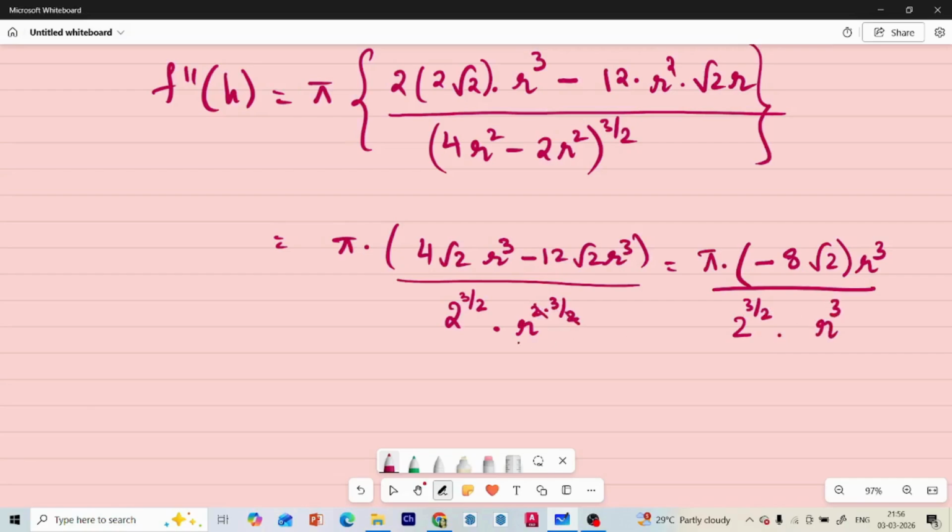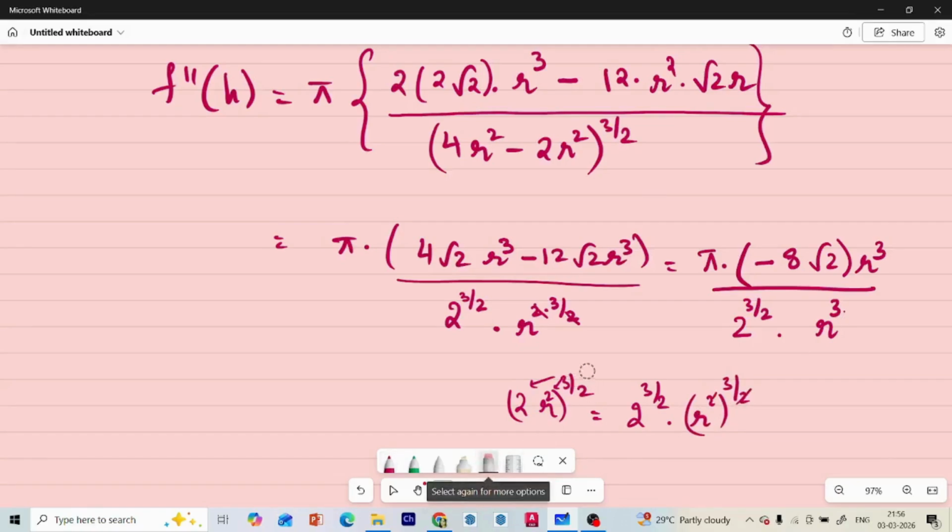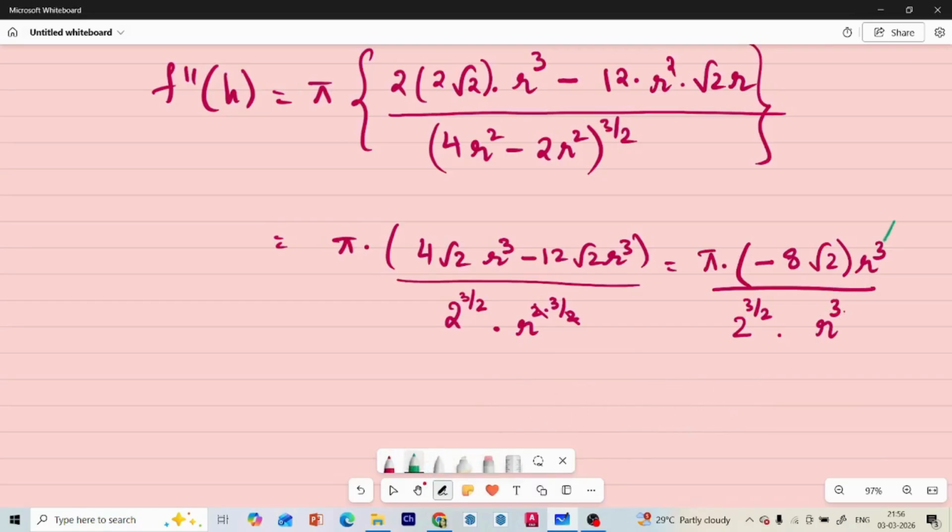What happened here was basically 2 into r whole power 2 into r square whole power 3 by 2. We split that power 3 by 2 to each of them, so 2 power 3 by 2 into r square power 3 by 2. A power m whole power n, so the 2s cancel and just r cube comes. And now at this point it's easy, r cube cancels. And obviously, as you can see, all of this is a negative constant.